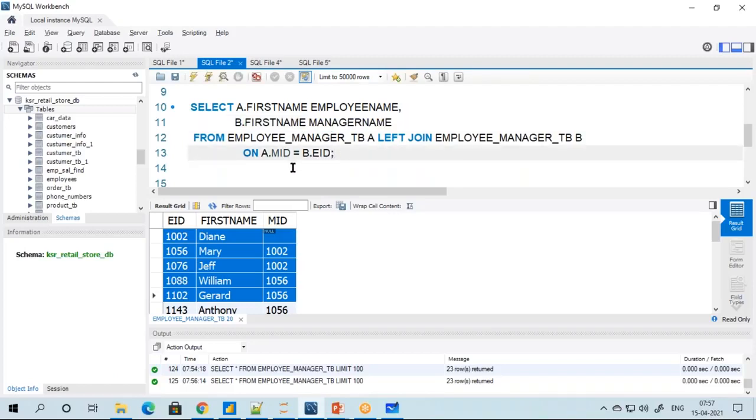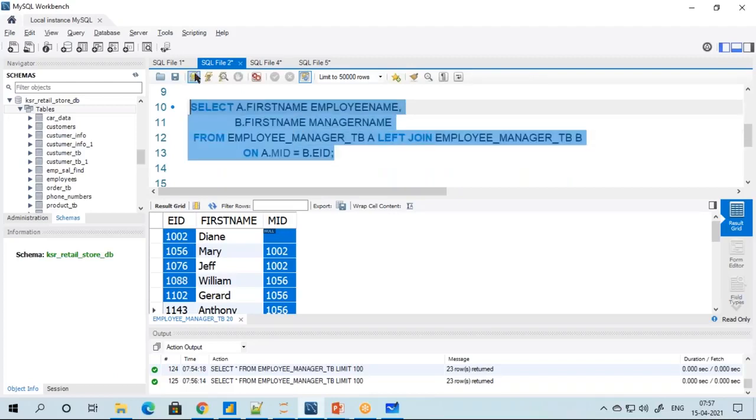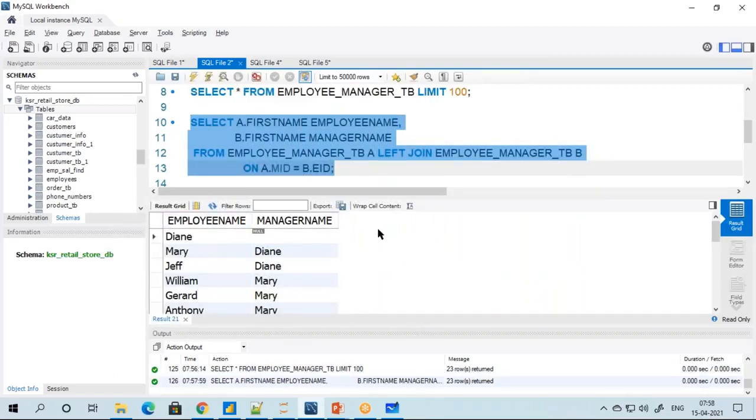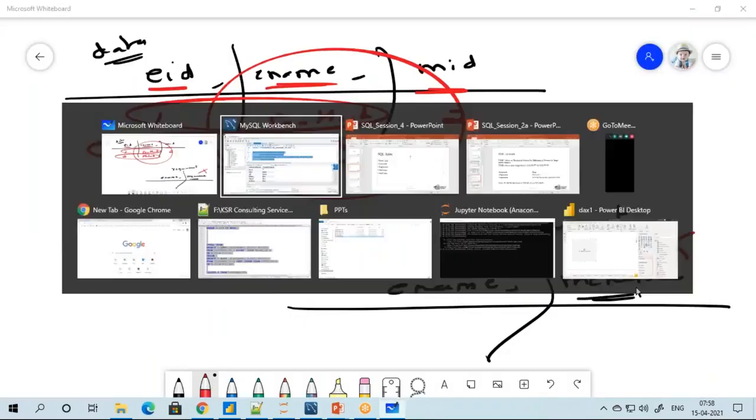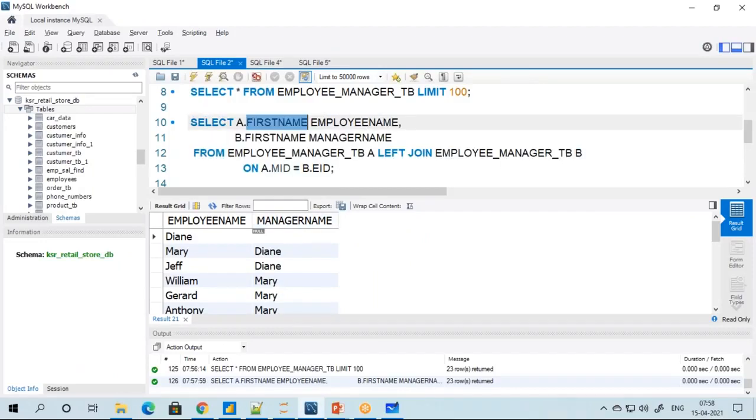But the condition which is changing is employee ID, I am matching with the manager ID. If you match this, you will get to know who is employee, who is manager, for which employee, which is the manager. If I select this, I will get this. This was my requirement: employee name and manager name. This manager name is just a first name, but I have given an alias name like manager name. If I don't put this, it will be confusing.